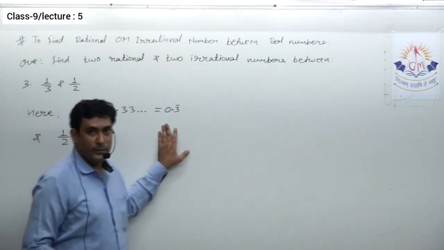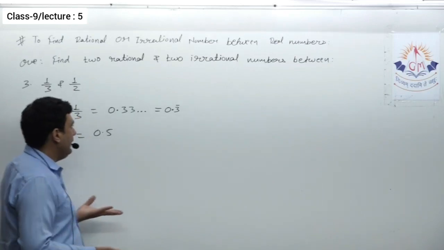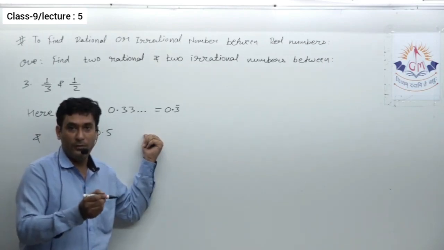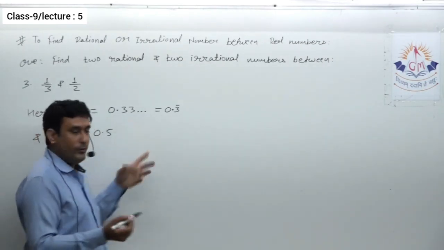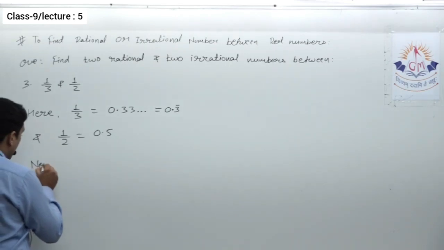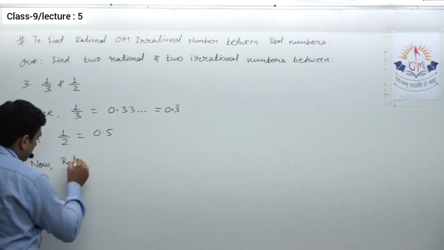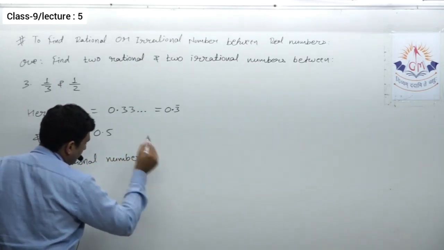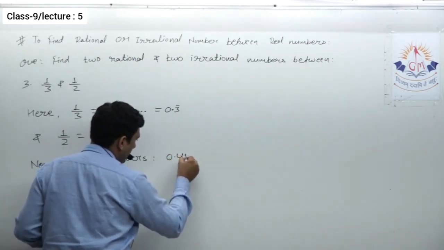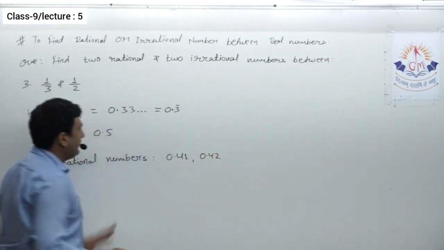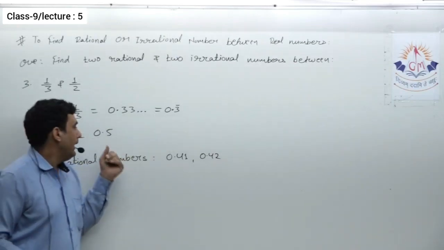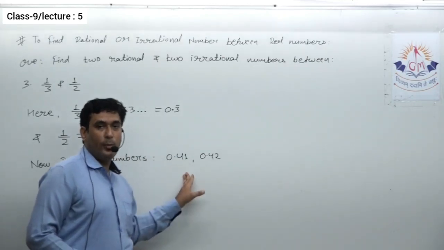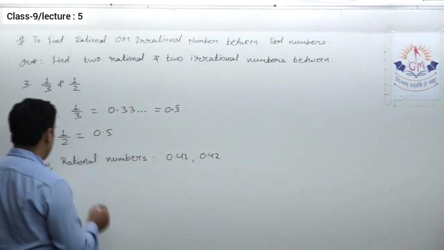So now between 0.3 bar and 0.5, it's very easy. Even though it is 0.3 bar, definitely 0.4 will be after this, isn't it? 0.4 will be after this. So now rational numbers, here I can write 0.41, 0.42. They are between these two because this is 0.3 and so on, and this is 0.5 exactly. So definitely any number which is after 0.4 will lie between these two. Okay.